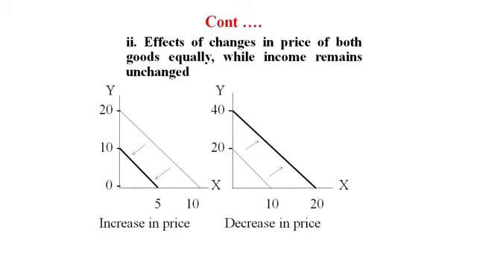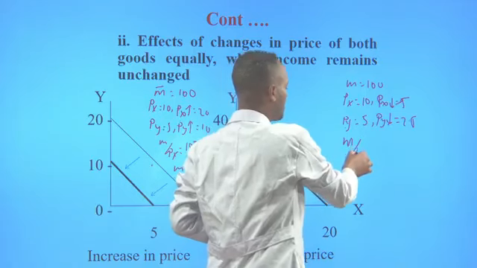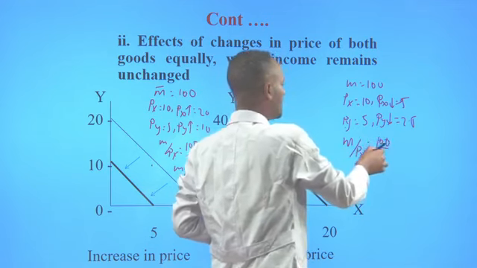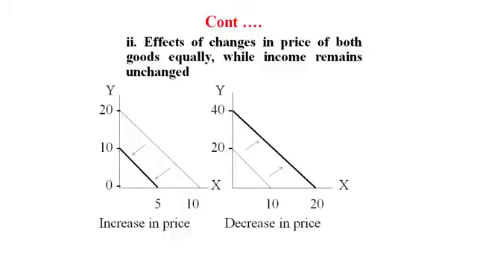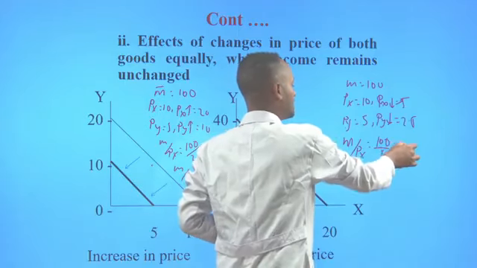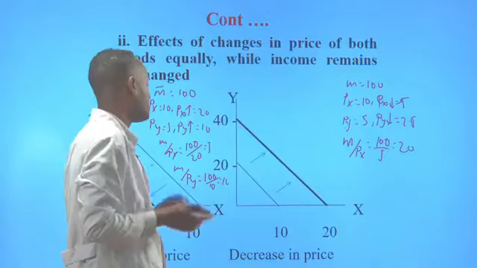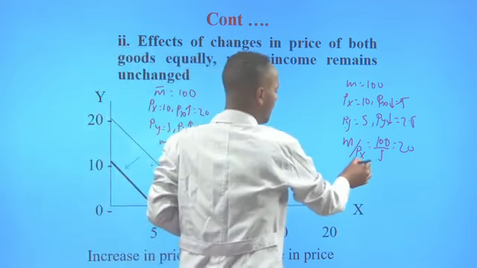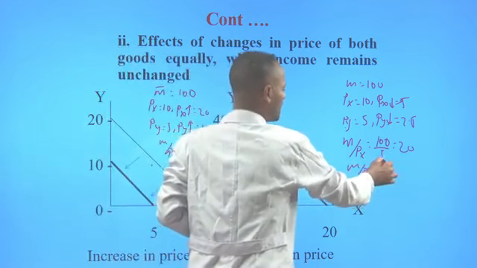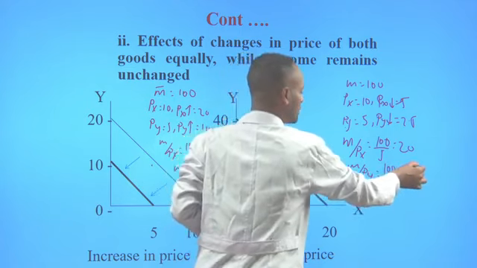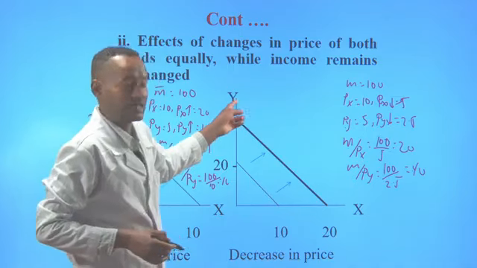So there's a change in the vertical and horizontal intercepts of the new budget line. The horizontal intercept of the new budget line will be M over price of X, which is equal to the income of the consumer, 100, divided by the price of commodity X, which is birr 5 because it is halved, and 100 divided by 5 is 20. This 20 is the horizontal intercept of the new budget line. Similarly, M over price of Y will give you the vertical intercept of the new budget line, and the price of Y declined to 2.5, hence this is 40. So the vertical intercept of the new budget line is 40.